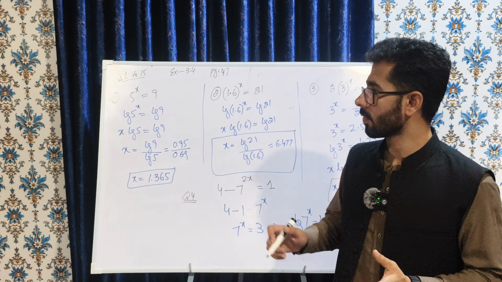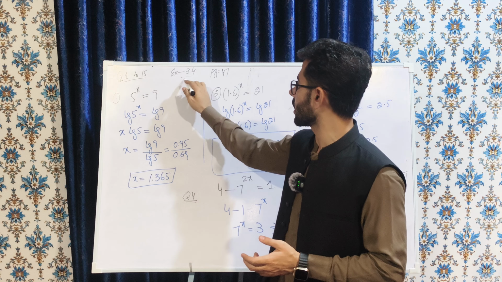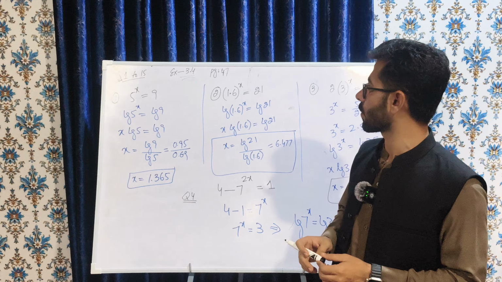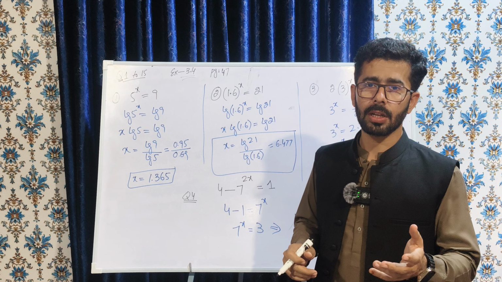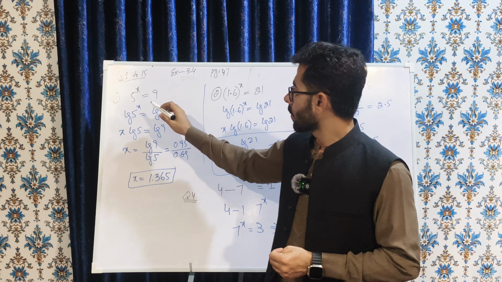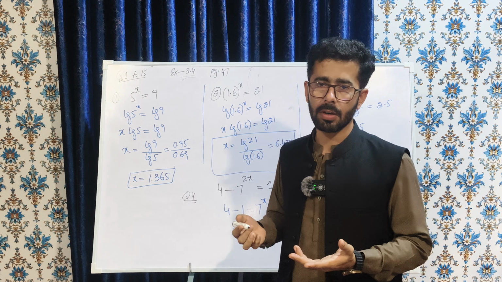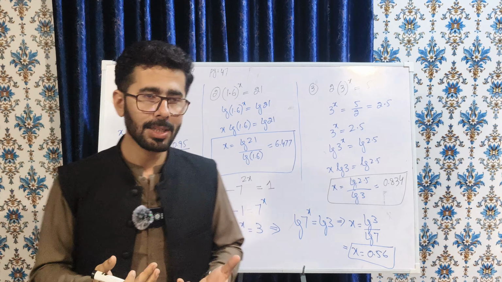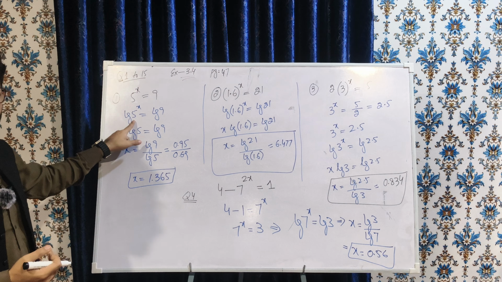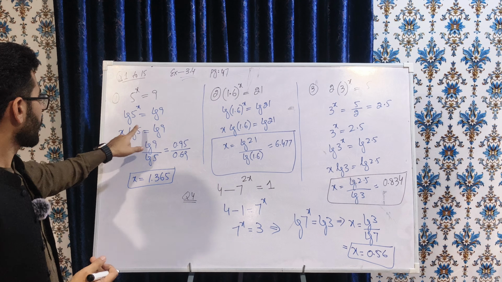We are starting to solve the first questions of exercise 3.4, which is on page number 47 in the New Additional Mathematics book. The first question says 5 power x is equal to 9. We need to solve it for x. We take LG on both sides, so LG 5 power x is equal to LG 9.